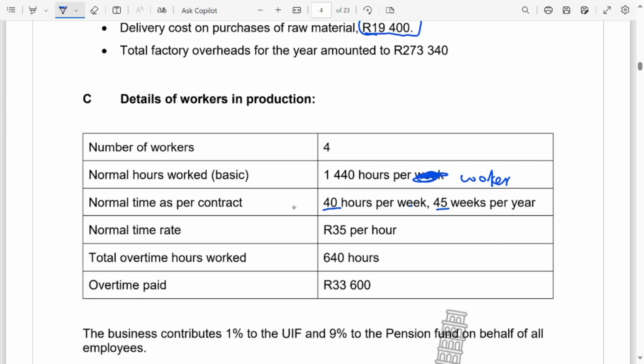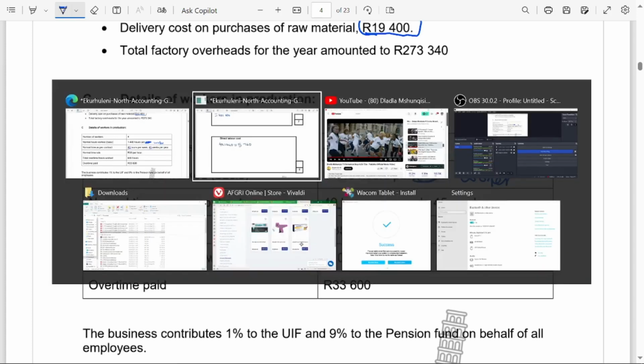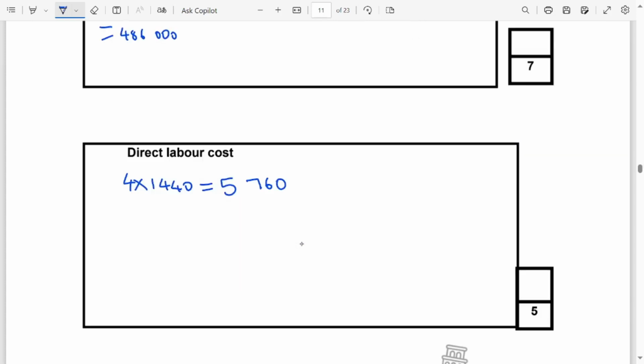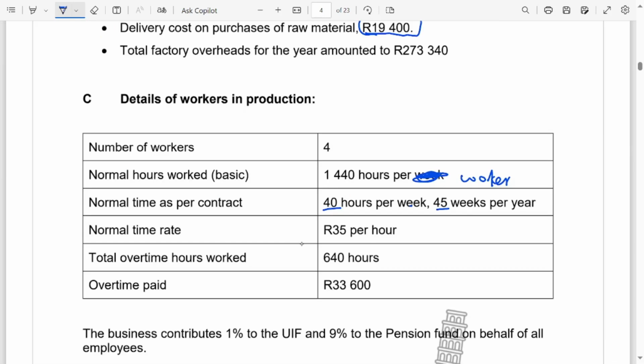Right? Now let's see it. Now we know that in total these workers worked this much, right? So we need to find out the amount times 35 francs. So in total these workers got paid 201,600, right?